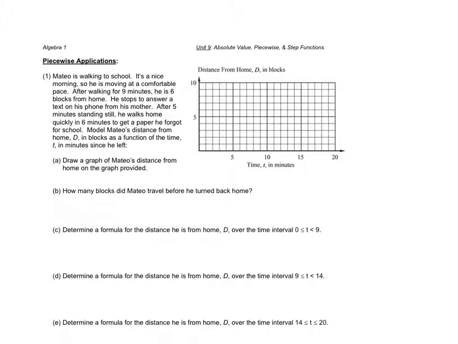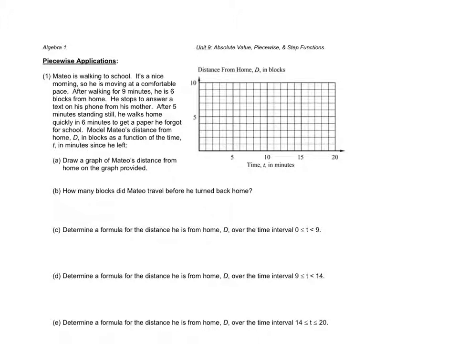So they're addressing why he's walking so slowly. He stopped to answer a text on his phone from his mother, probably in the middle of the street. That's what people do. After 5 minutes standing still in the middle of the street, of course, he walks home quickly in 6 minutes to get a paper he forgot for school. Somehow 5 minutes of texting is needed to cover all that. Model Mateo's distance from home D in blocks as a function of time, T, in minutes since he left.